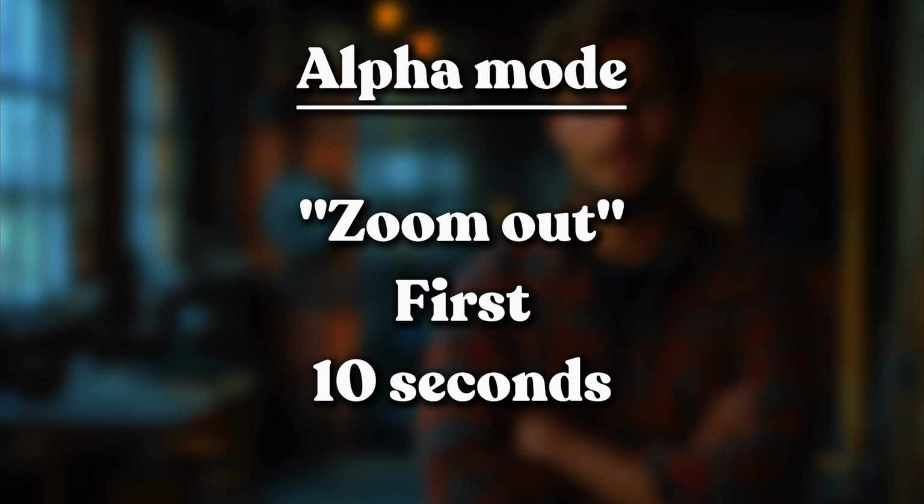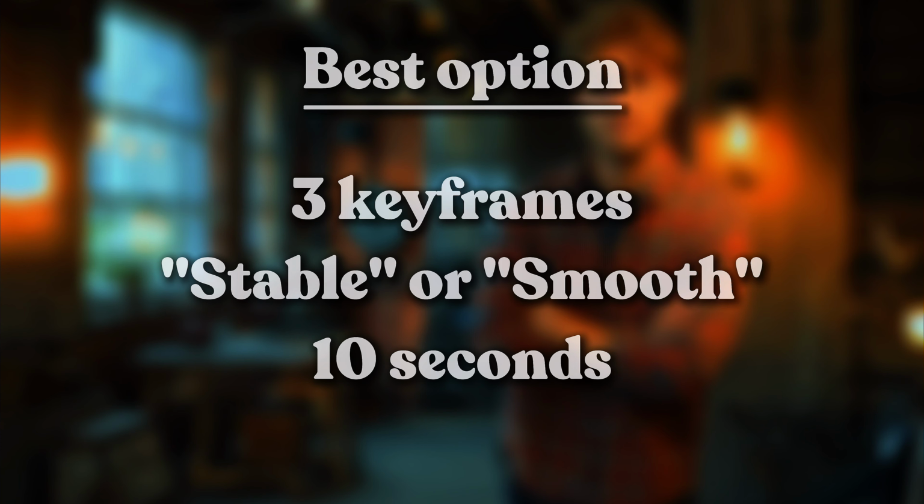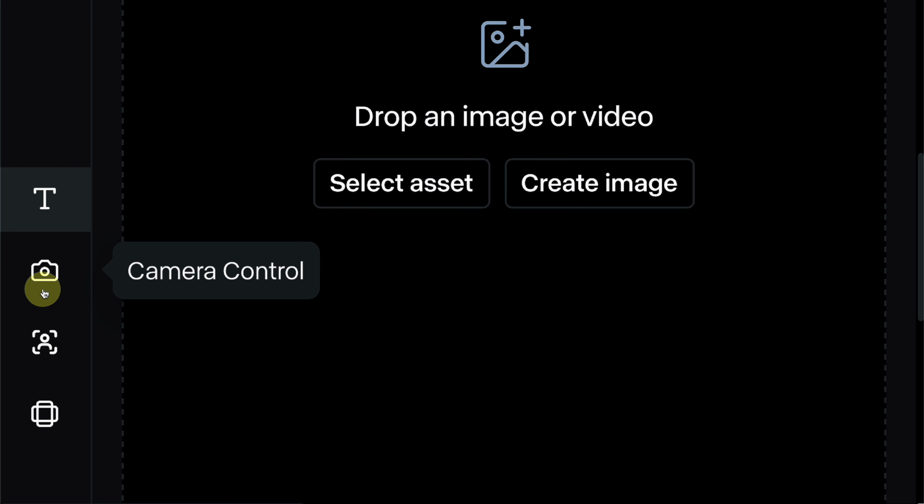Let's run the exact same test again. This time, Runway pulls back properly, but it adds a light source that I didn't intend. And the young man suddenly moves forward at the end. The best option is to use the 3 keyframes in turbo mode and prompt either stable or smooth for 10 seconds. Another alternative would be to work with camera control, but I'll show you that next time.